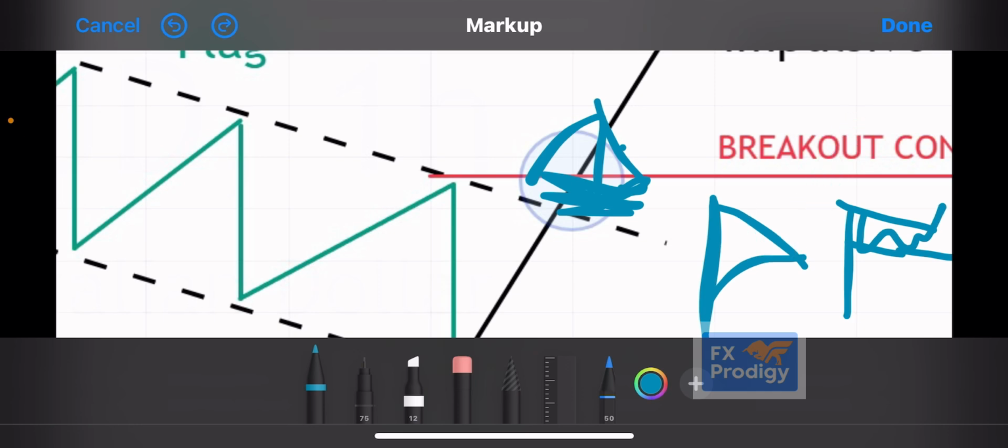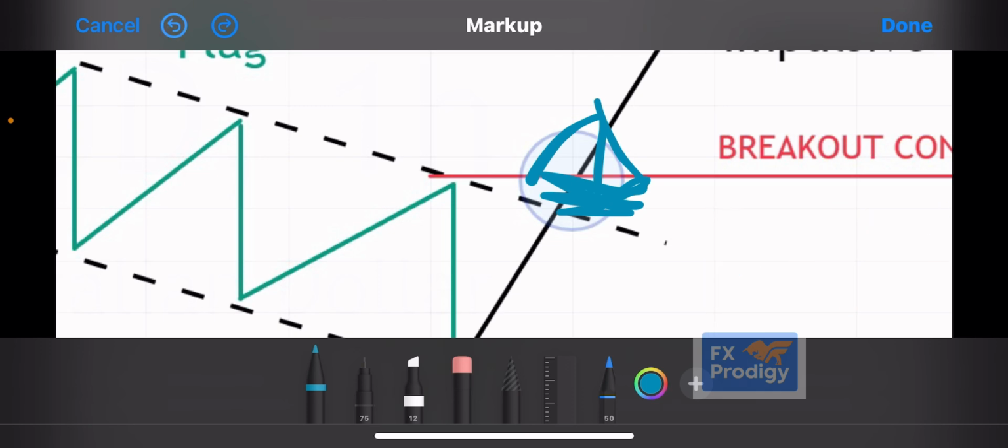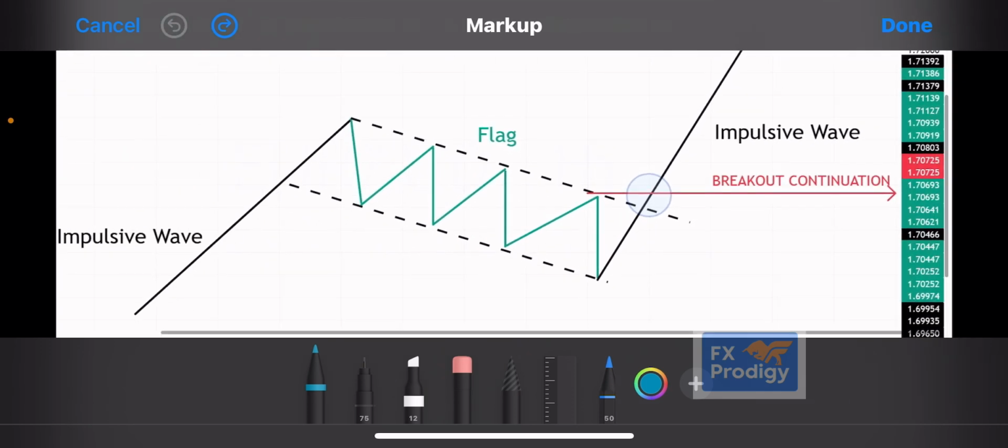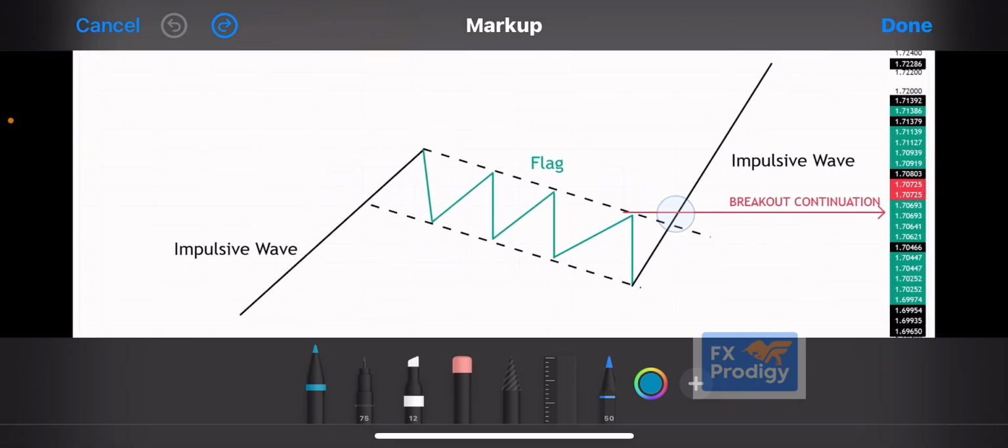That is our confirmation pattern that we expect. We expected this break of the trend line at the retest there. So that's how you trade the pattern.